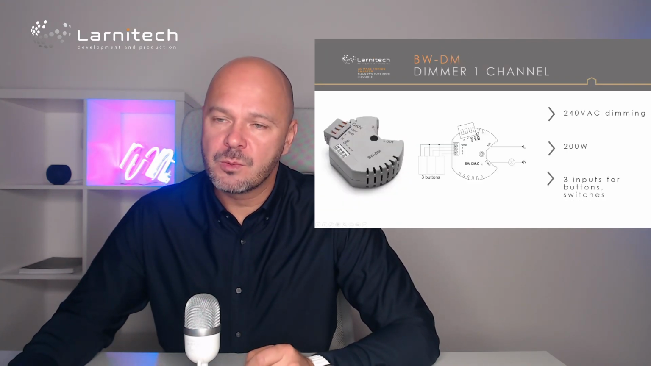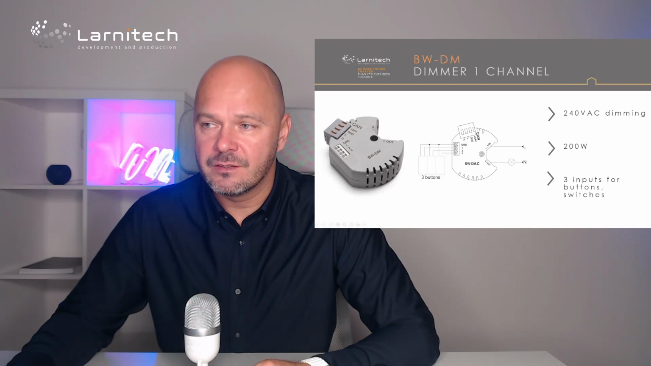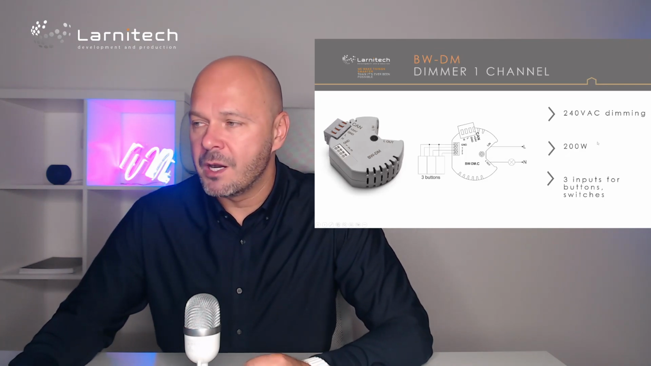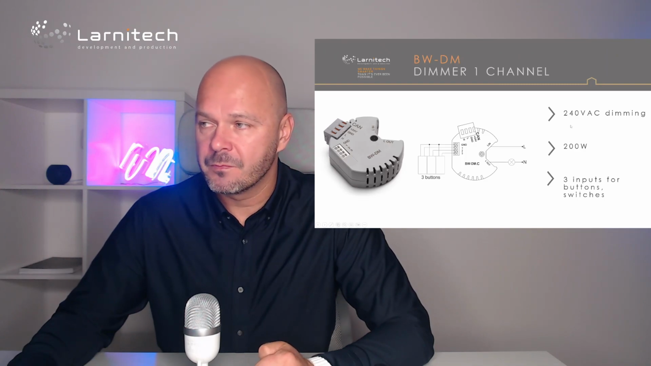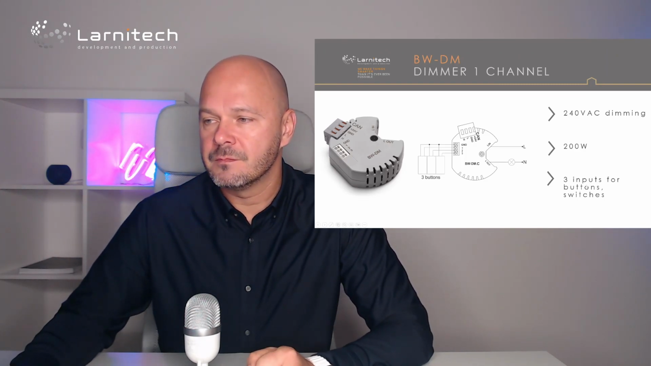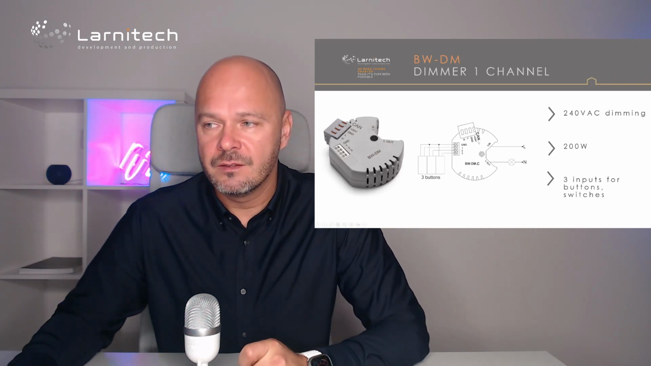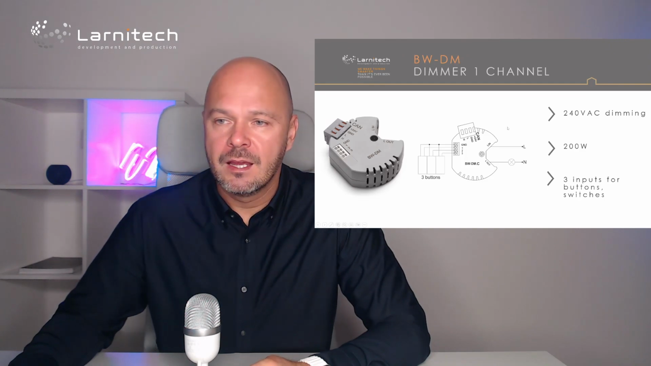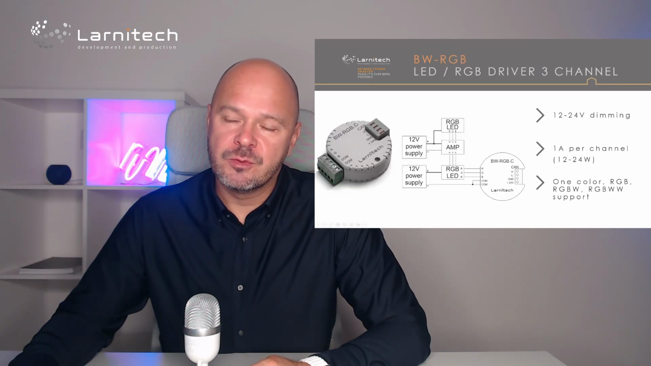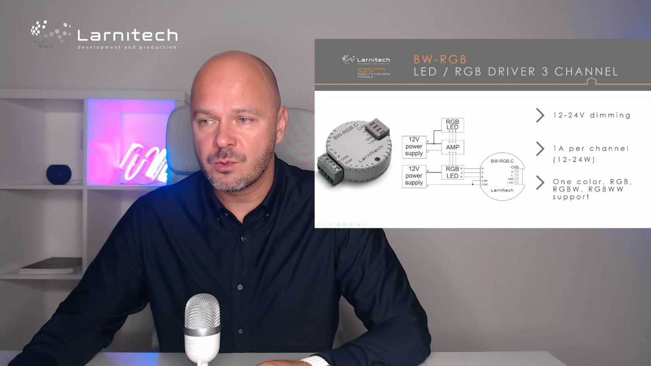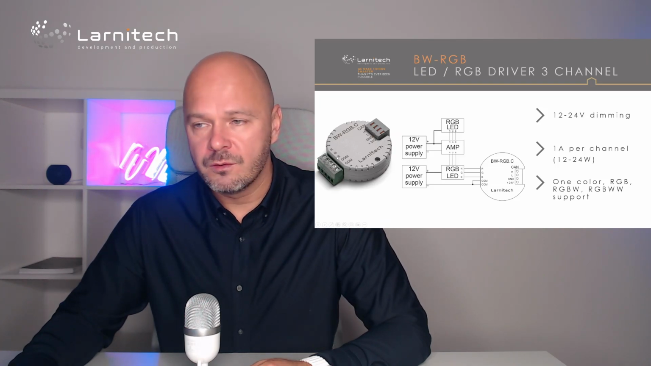This one is the same, but the dimmer. Up to 3 buttons can be connected and only one output with the power of 200 watts. So this is a normal power dimming, like 240 VAC dimming. This one is RGB control, and it can work as 3 normal dimmers for 12 or 24 volts LEDs.